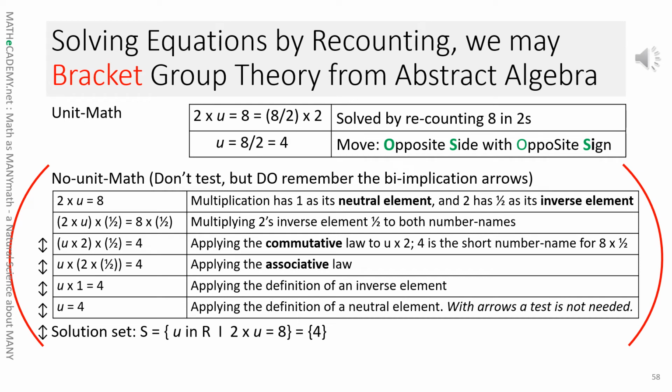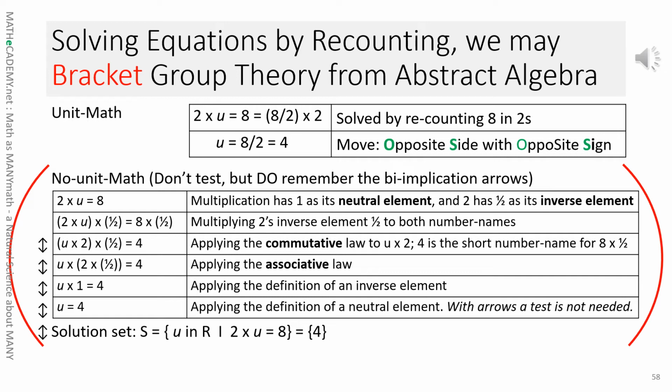Inside the no-unit math paradigm, we do not test, but we must remember the by implication arrows. First we observe that multiplication has 1 as its neutral element, and that 2 has a half as its inverse element. Then comes multiplying the inverse element to 2, that is, a half, to both number names. Then comes applying the commutative law to u times 2. And using 4 as the short number name for 8 times a half. Then comes applying the associative law. Then comes applying the definition of an inverse element. Then comes applying the definition of a neutral element. Again, with arrows, a test is not needed.